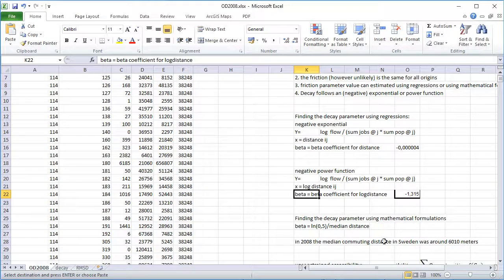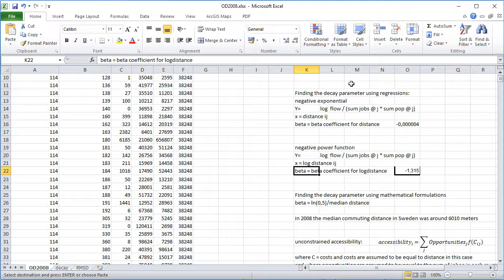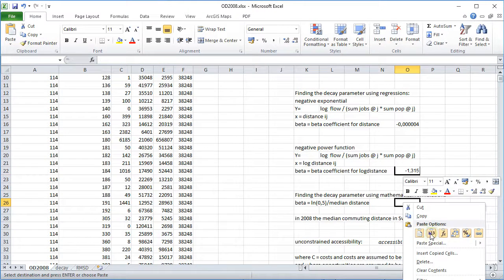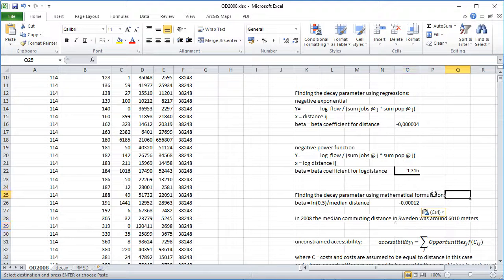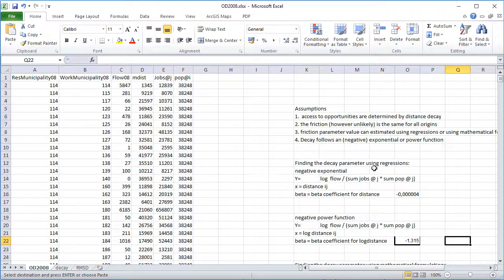And therefore I am going to paste that value as that. So we've got 2 regressed values, there you go, and 1 mathematically formulated one that we should use in the models. So in the next phase we're going to use these to actually express job accessibility, but that will be for the third part of the accessibility modeling.